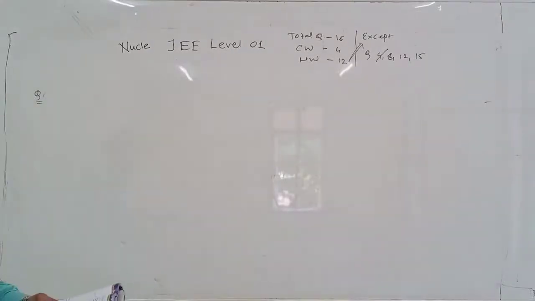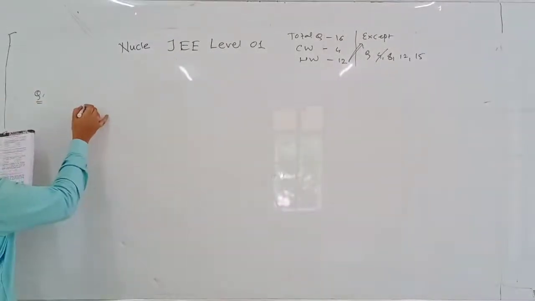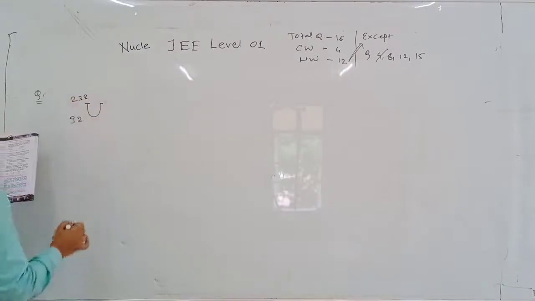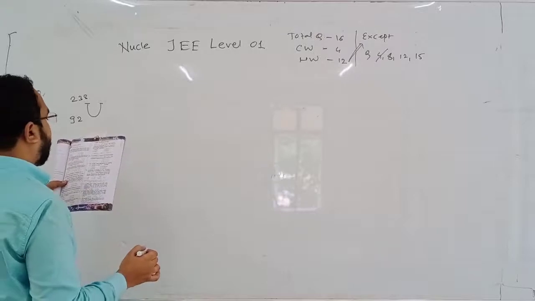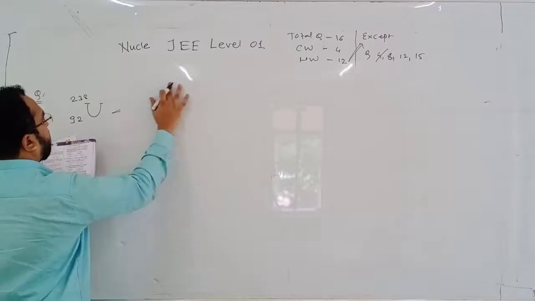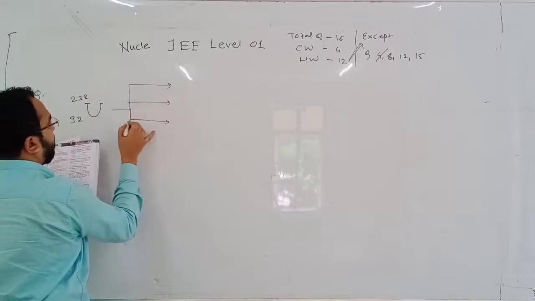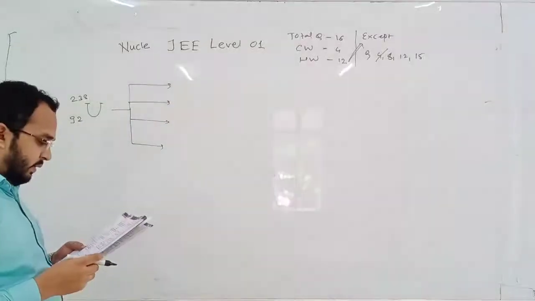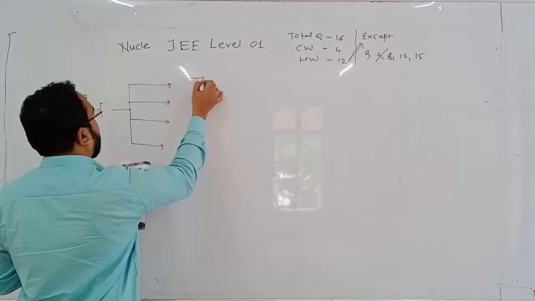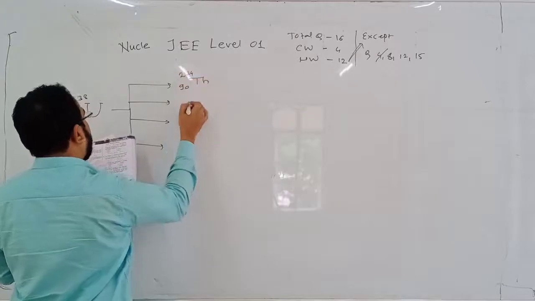Now question number 8. The isotope uranium 92, 238 decays successively to form... So four products come out of this. Let us say first product, second product, third product. Different reactions are there. So in the first reaction, it produces thorium, atomic number 90, mass number 234.